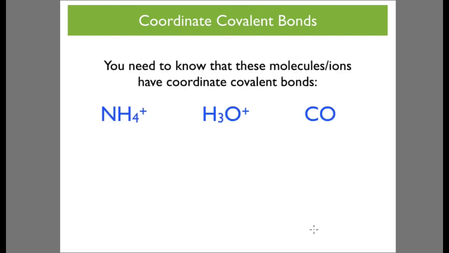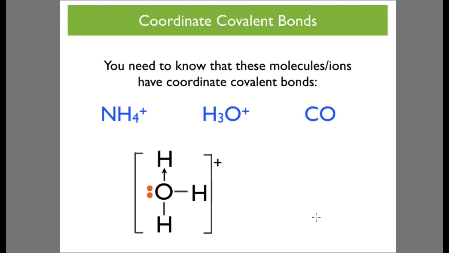You need to know that these molecules or ions have coordinate covalent bonds, and you've got to be able to draw them too. So let's have a look at H3O+. You can see we've got the lone pair in there, and the other lone pair is being donated or shared with this hydrogen. Okay, and you draw in the arrow, remember your square brackets and charge. And in carbon monoxide, you've got the oxygen sharing one of its lone pairs with the carbon.